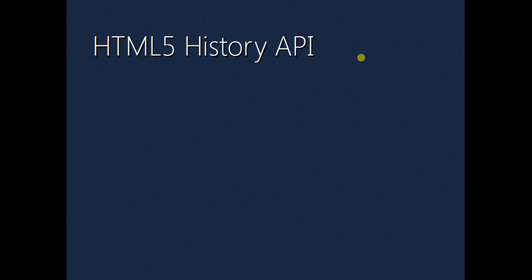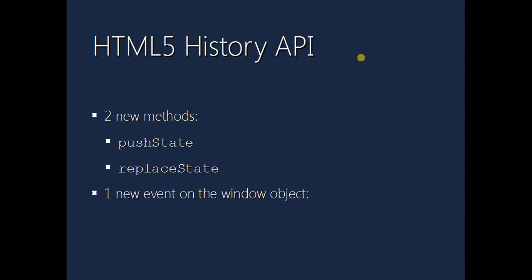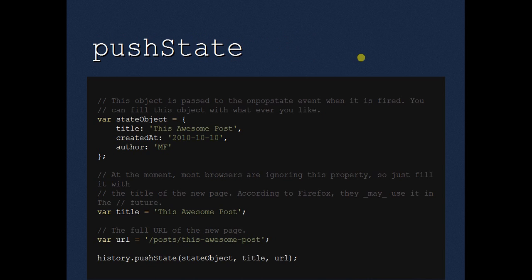But now the HTML5 History API has introduced two new methods. One is pushState, one is replaceState, and one more event is there, onpopstate. These three make the History API more popular because it has lots of functionalities now. I'll first explain each API one by one, then I'll show a demo of how it works.